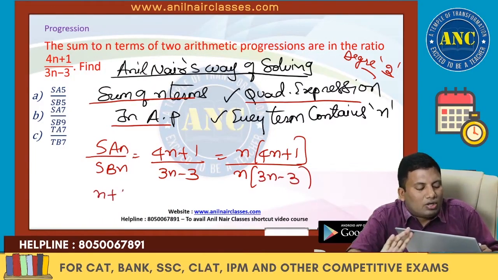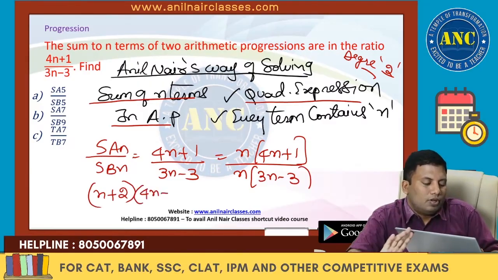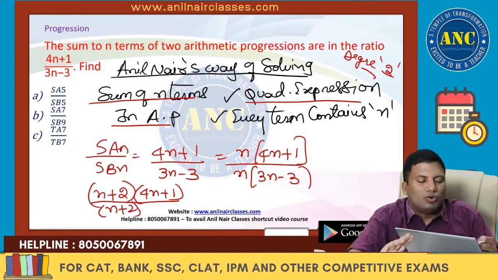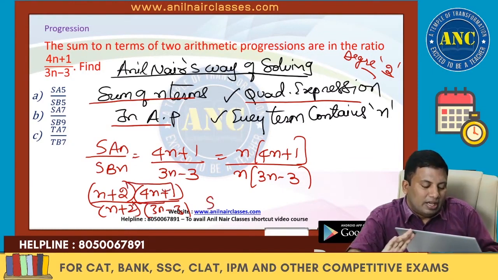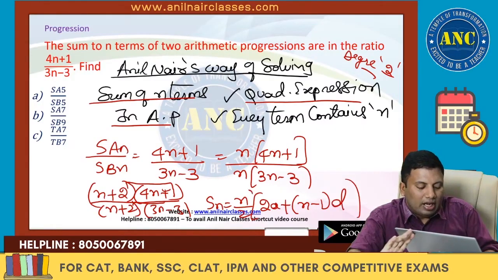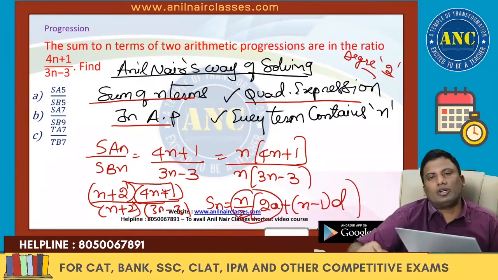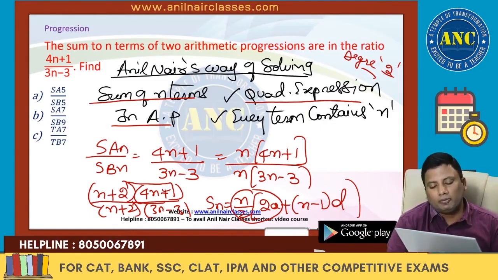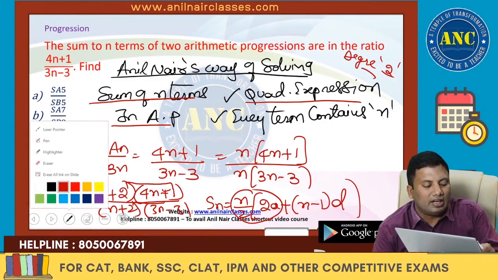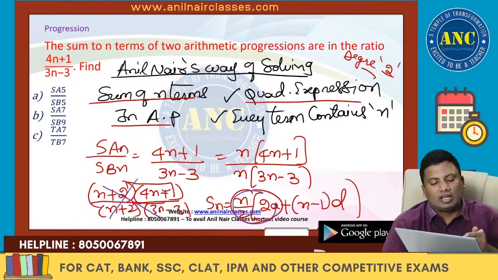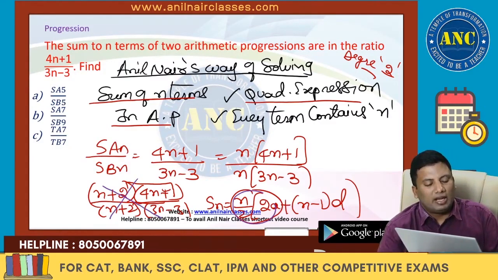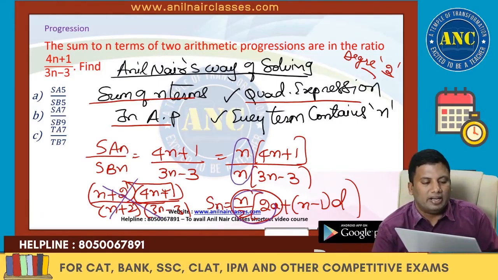Sir, why did you not do it with n plus 2? If I do it with n plus 2 or n minus 2 or anything, I get a constant value. In the sum of n terms in AP, there is no constant. Every term contains n: n by 2 into 2a contains n, n by 2 into n into d contains n, n by 2 into minus d also contains n. There is no term which contains a constant. That is the reason I multiplied with n.